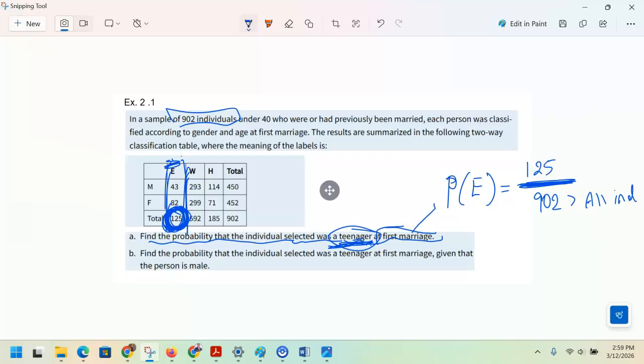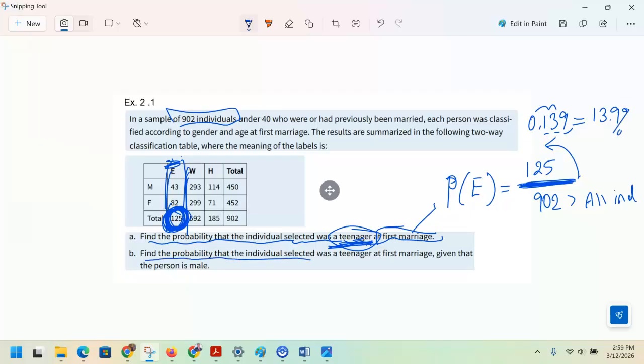If you pull out your calculator and work on this, you get the answer as 0.139 if you round it to three places. Or you can also change it to a percentage by moving the decimal two places. So it becomes 13.9%. Now let's see what the next question says.